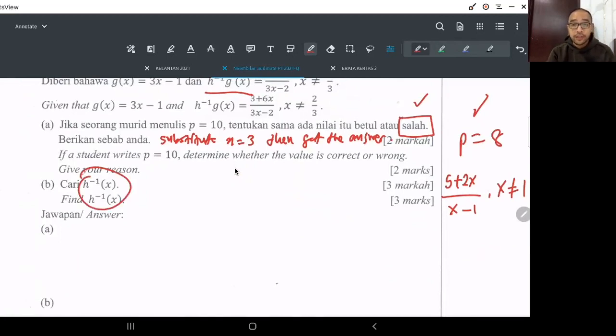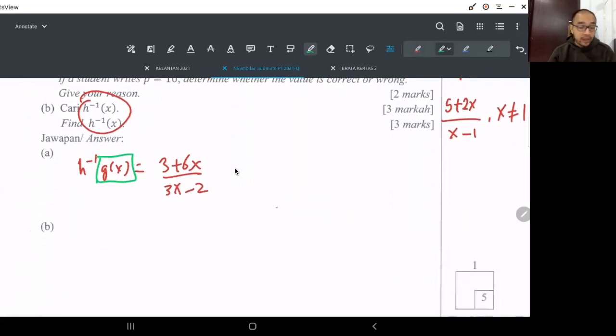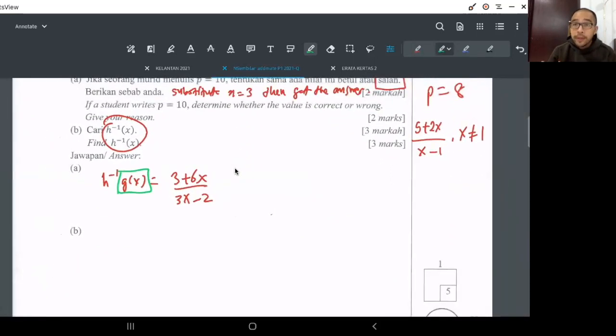The inverse function of h(x) is pretty simple. This is h inverse g(x), and you are given that this is (3 plus 6x) over (3x minus 2). The inside one is already given, so this is a very standard question. Find the inside, outside, except that probably they're trying to confuse you with the inverse. Doesn't matter whether it's inverse or not, just do as you normally would do.